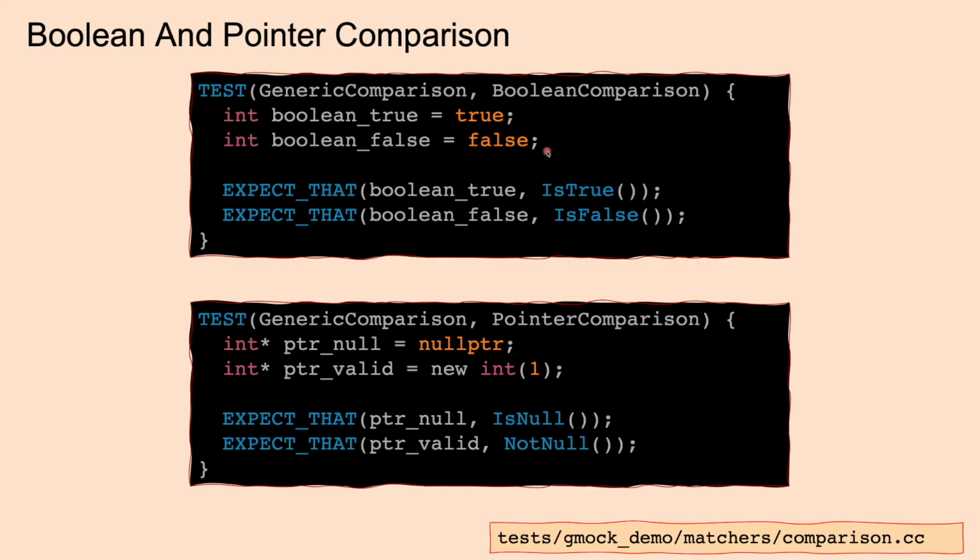For comparison of Boolean types, you can use is true or is false. Again, some people find this more readable to say expect that this variable is true or expect that this variable is false. There are some matchers for pointer comparison, is null or not null. So here I define 2 pointers and I can say pointer null is null and then expect that pointer valid is not null. Again, these are matchers that you could have probably lived without, but some people find adding them to your test make your test much more readable and closer to English language.